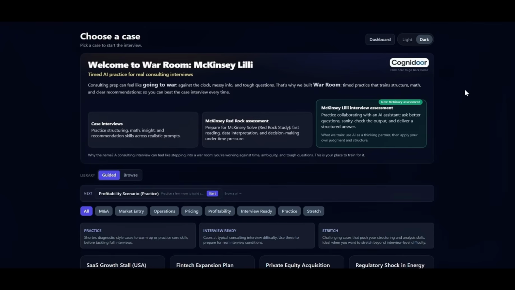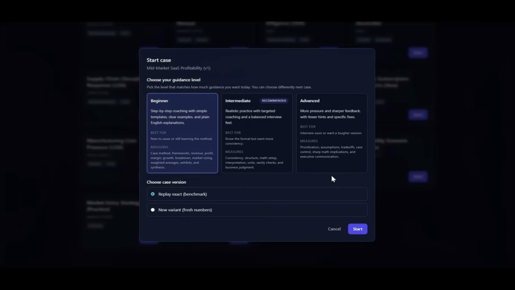while the case is unfolding. Before we start, we're going to use a case from Cognidoor's AI case library. The particular case that we'll use is a profitability case. You'll notice that once we start the case, you'll get 3 filters: beginner, intermediate, and advanced. All these filters were made to cater for the stage that you're at in your consulting interview prep. So if you're a beginner, this is a great filter to choose because here you'll get step-by-step coaching, which will take you through how to think about frameworks, mental math, and how to structure a good recommendation. So for the sake of this walkthrough, we're going to choose the beginner filter.